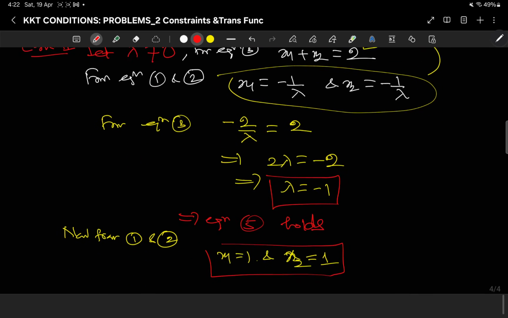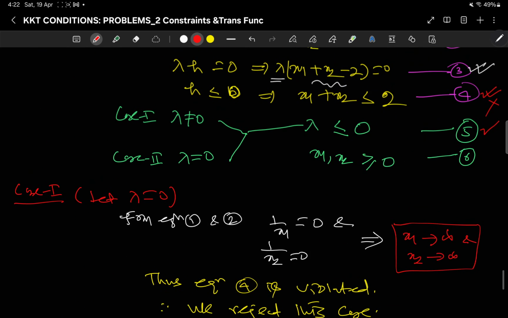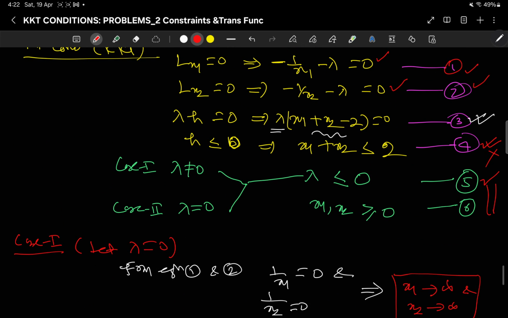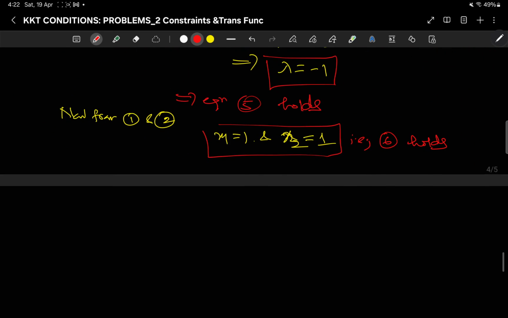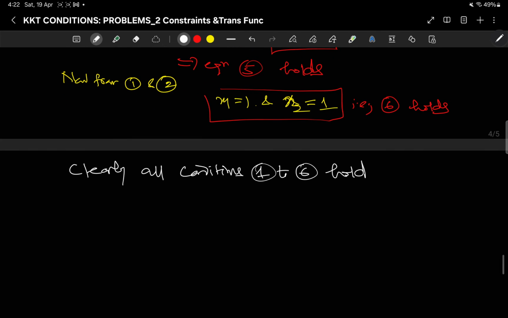So the last condition 6 holds. 5 and 6 hold, and these were all verified earlier. Clearly all 6 conditions, 1 to 6, hold. So now to ensure the minimization, we have to check the sufficient condition.